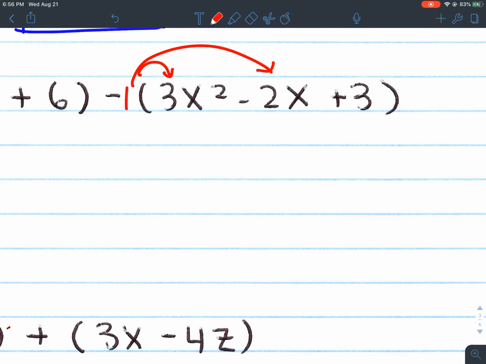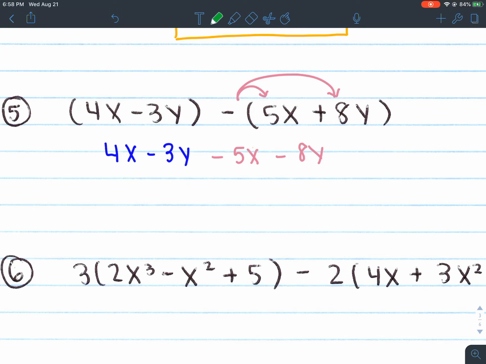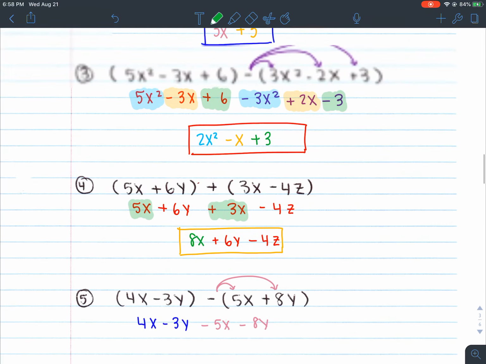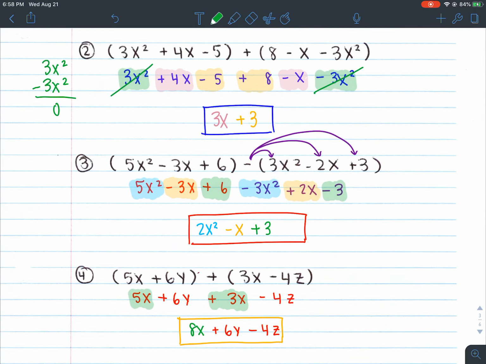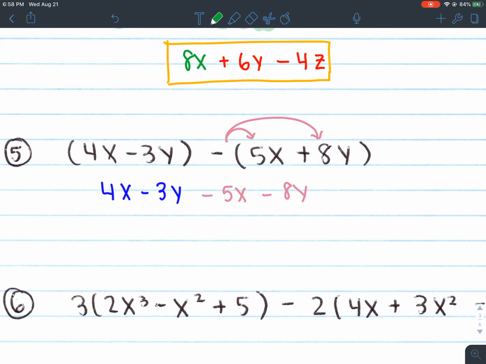So that's a mistake that we make all the time: forgetting to distribute the negative to every single term in those parentheses. So, for example, number 3, when I distributed over here, there were 3 terms in the parentheses, so I distributed to all 3. Here I have 2, so I distributed to all 2.